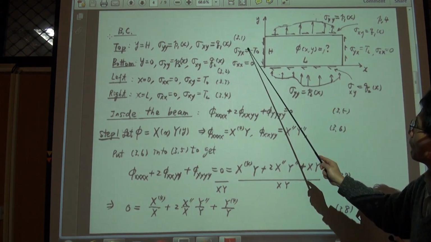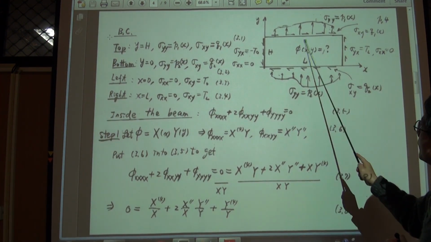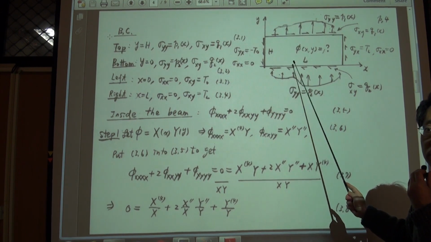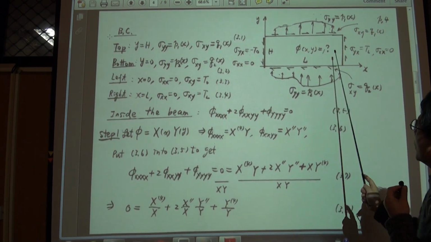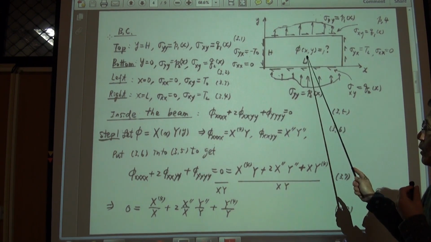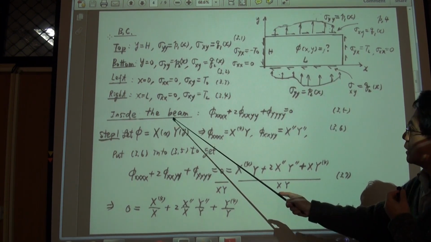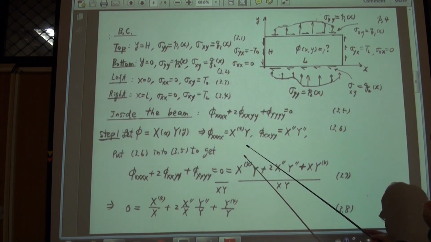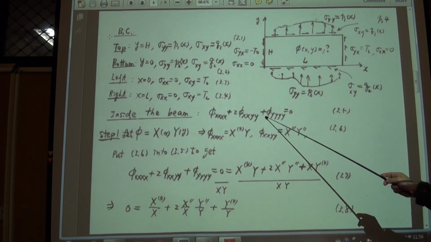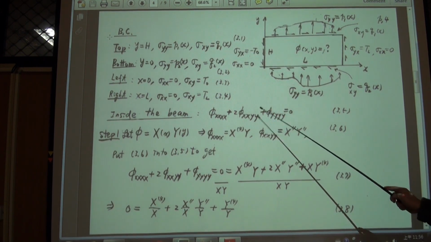Now we have the boundary conditions, and we want to find the stress function inside the beam. We don't know what is going on inside the beam. We want to find out. So inside the beam, we know that the stress function satisfies the biharmonic equation. So we want to solve this equation.